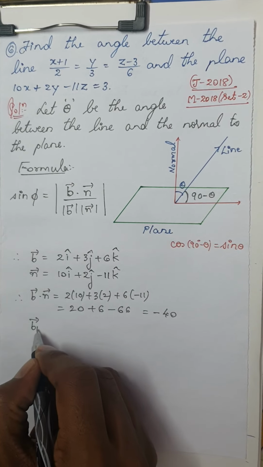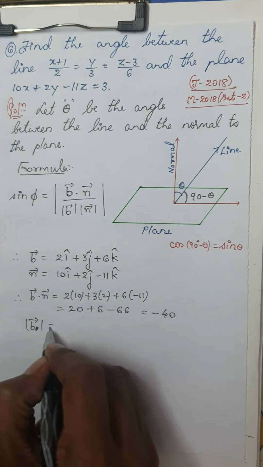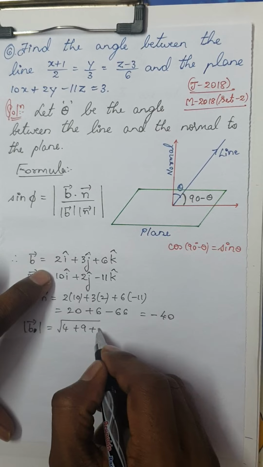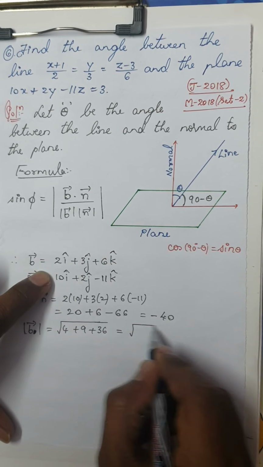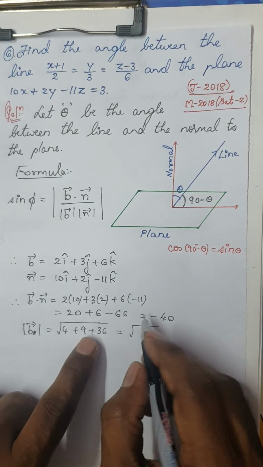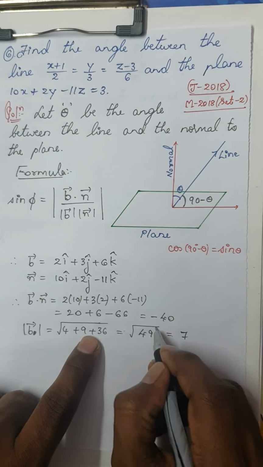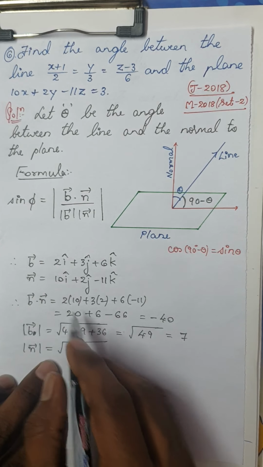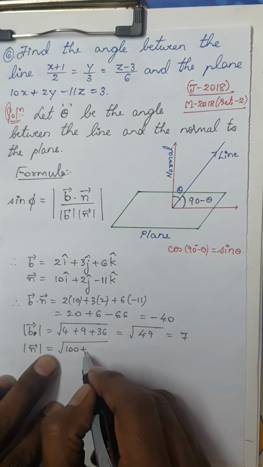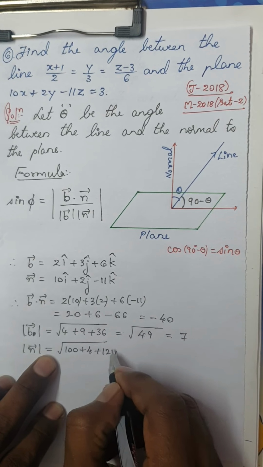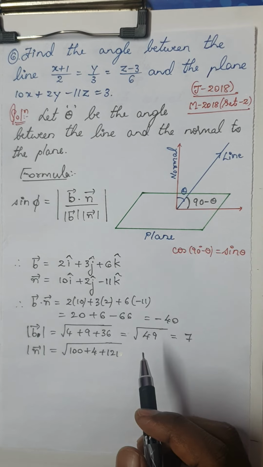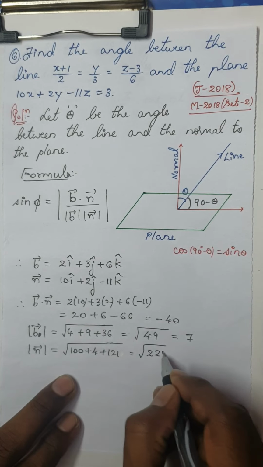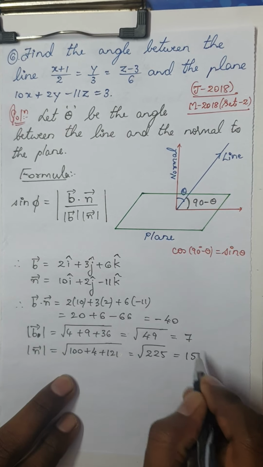Also, the magnitude of vector b is the square root of 2 square is 4, 3 square is 9, 6 square is 36. So that is root of 36 plus 4 is 40, plus 9 is 49. That is root 49, which is 7. Next, the magnitude of vector n is the root of 10 square, that is 100, plus 2 square is 4 and 11 square is 121. So 121 plus 4 is 125, 125 plus 100 is 225. Root 225 is 15.